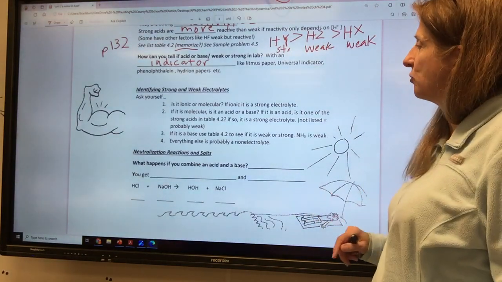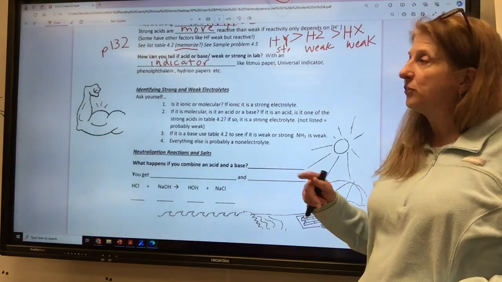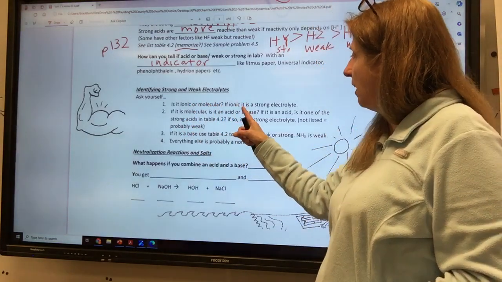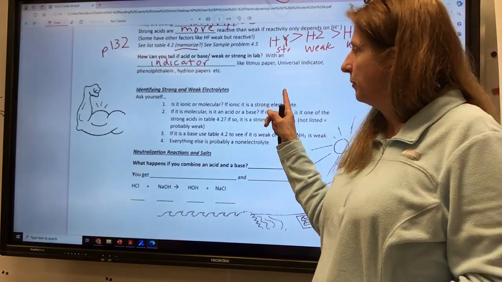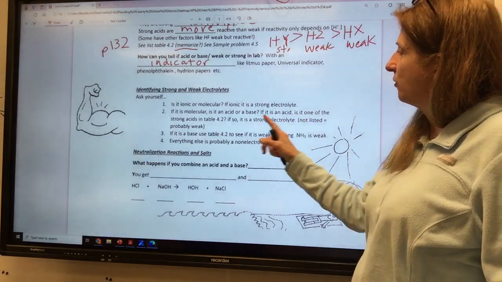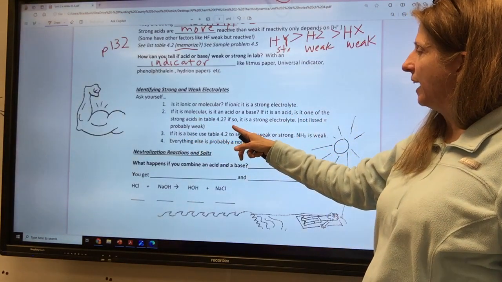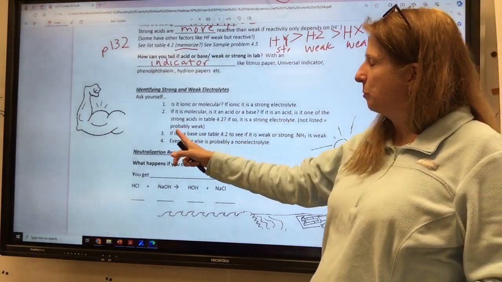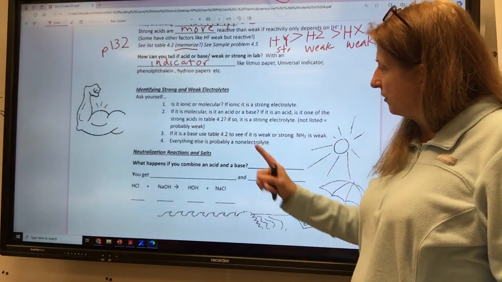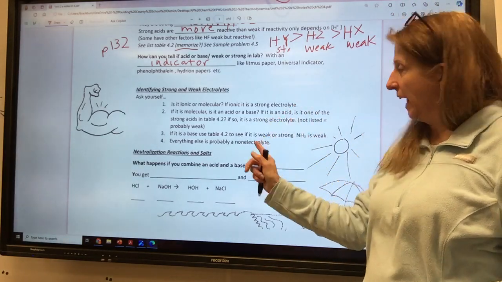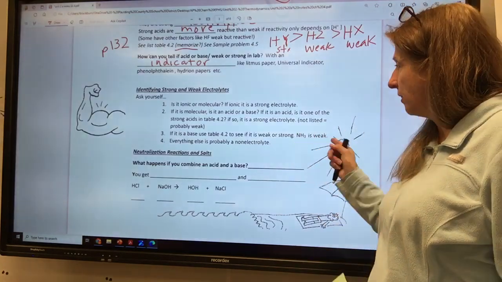So how do we identify strong and weak electrolytes? This might be something you have to do. Ask yourself, is it ionic or molecular? Ionic or covalent? If it's ionic, it's a strong electrolyte. Boom. If it's covalent or molecular, is it an acid or a base? If it's an acid, is it one of the 7 strong acids you are memorizing out of table 4.2? If so, it's a strong electrolyte. If it's not listed, it's probably weak. Number 3, if it's a base, use table 4.2 to see if it's weak or strong. So there's a list of strong bases. I think there's 8 of them. I think you should memorize them. If not, they're weak. Everything else is probably a non-electrolyte.